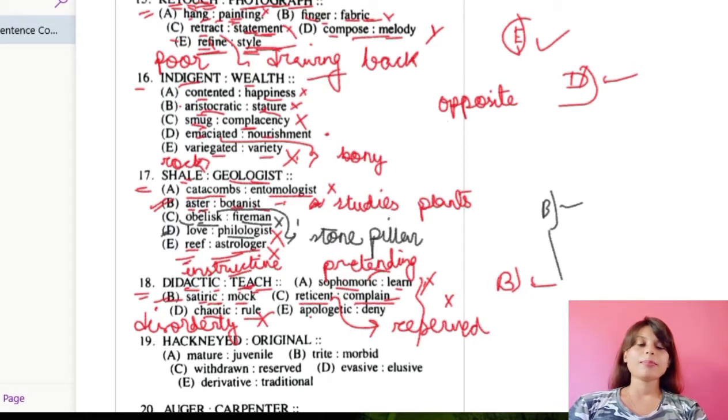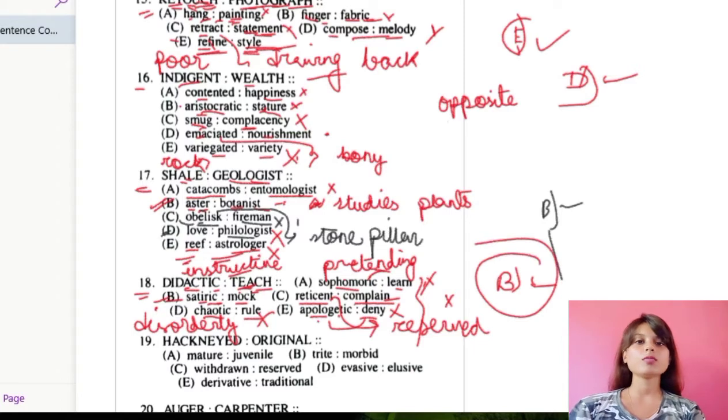Okay, the last option, apologetic and deny. Now apologetic means you are very sorry about something, and deny means you are absolutely saying no for what you have done. Suppose you have done a mistake and you are saying that no, I haven't done that. So that's denying. Instead of telling sorry, instead of an apology, you are denying. You are saying that you haven't made that mistake. So once again, these two words have different meanings, opposites. So we cannot consider this option also. So basically number B would be the correct option to consider.